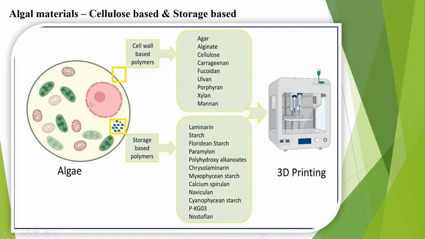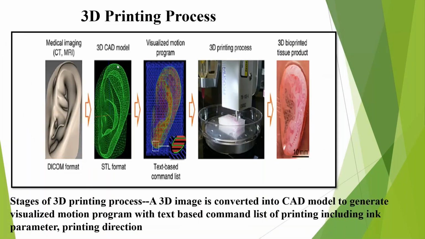So this is the cell wall based type, where we can extract the polymers from the cell wall itself and use them for 3D printing. And the second one is storage based polymers. We have to rupture the cells and release the products, and then we can use them for 3D printing. And this is the general 3D printing process, which explains the stages involved in the printing process.